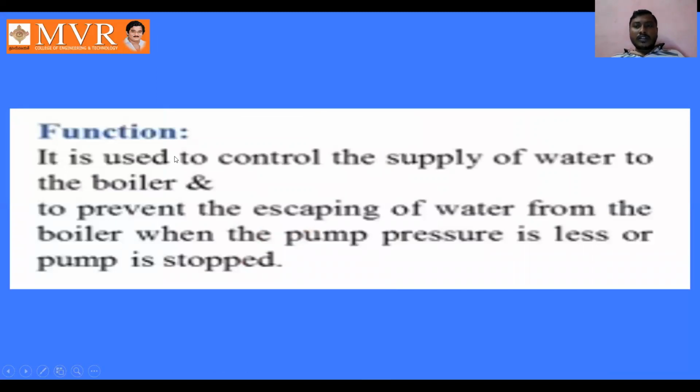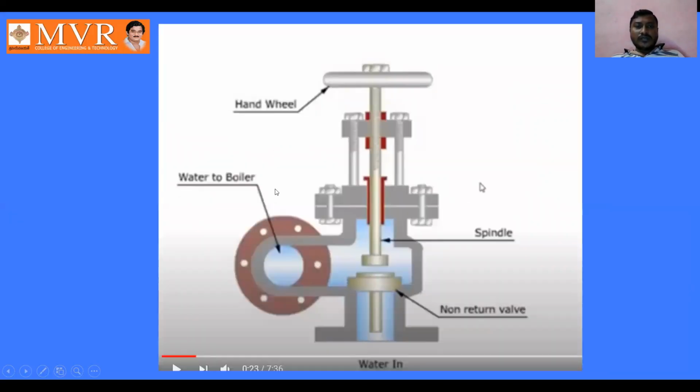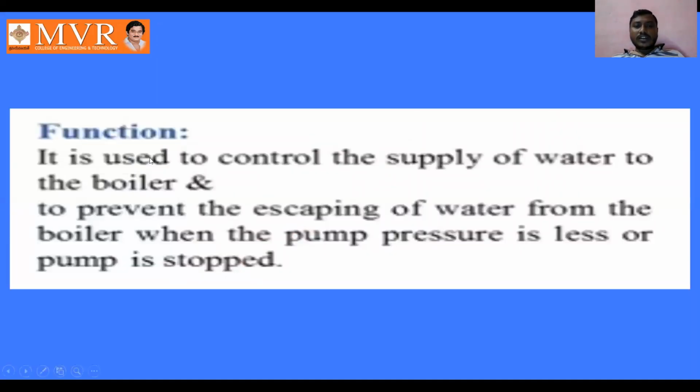The function of this feed check valve is that it is used to control the supply of water to the boiler, and to prevent the escaping of water from the boiler when the pump pressure is less or the pump is stopped.